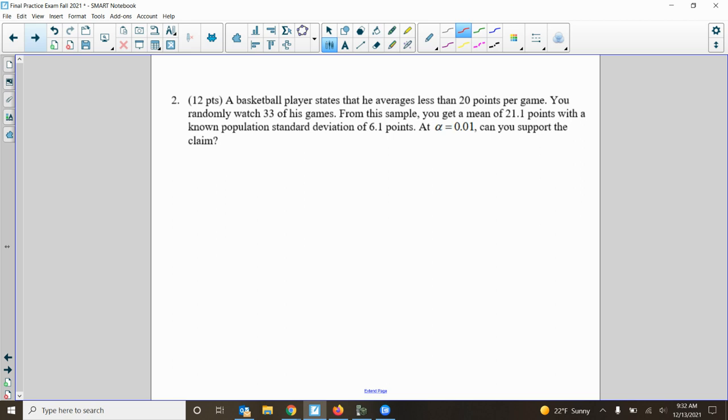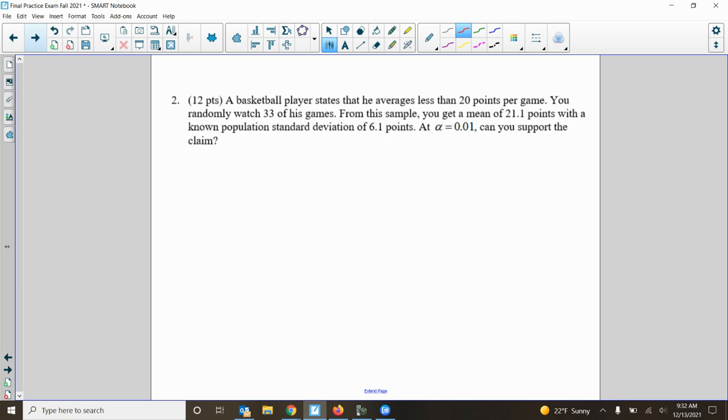A basketball player states that he averages less than 20 points per game. You randomly watched 33 of his games. You're very passionate about this. From the sample, you get a mean of 21.1 with a known population standard deviation of 6.1. Interesting. At alpha equals 0.01, can you support the claim? Notice here, you know what sigma is. However that happens. You don't know what mu is, but you do know what sigma is. That is interesting to me.